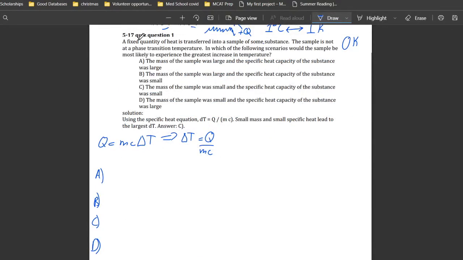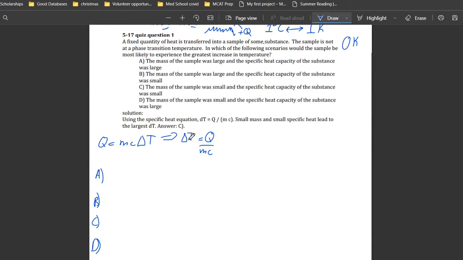Okay, so for 5-17 quiz question 1, a fixed quantity of heat is transferred into a sample of some substance. The sample is not at phase transition temperature, so this is important simply because it helps us denote which equation we are using, which is the Q equals mcΔT equation. In which of the following scenarios would the sample be most likely to experience the greatest increase in temperature? So I went ahead and wrote out A, B, C, and D because I want to create 4 hypothetical scenarios. And I also rearranged the Q equals mcΔT equation to solve for delta T, or temperature.